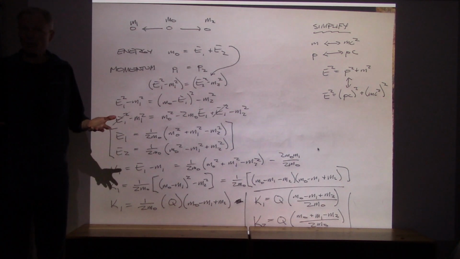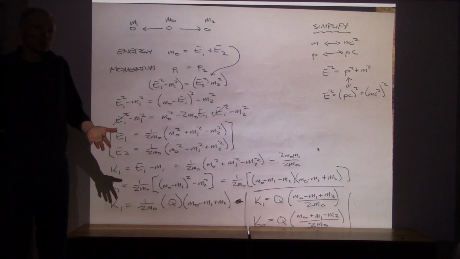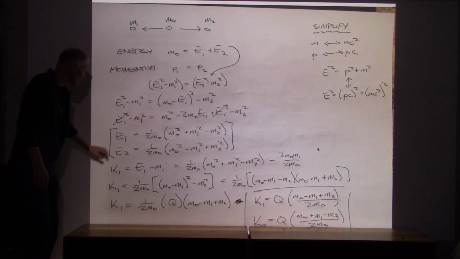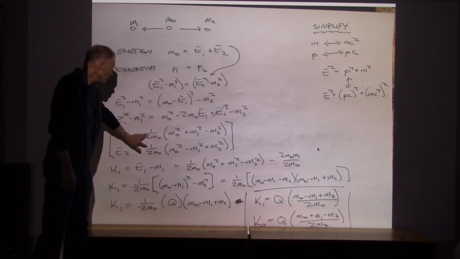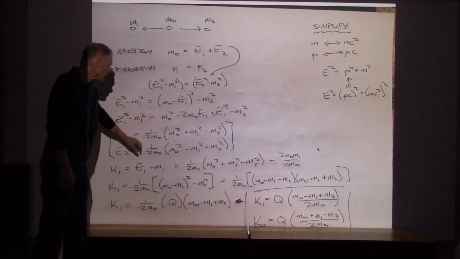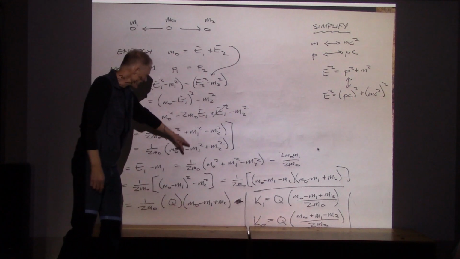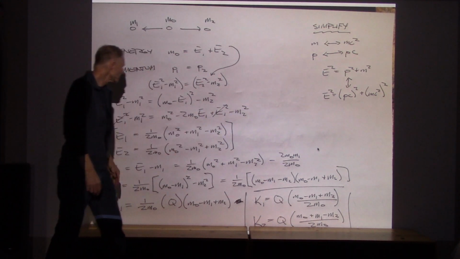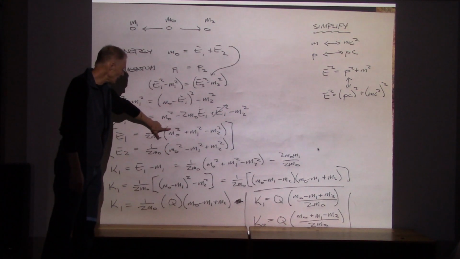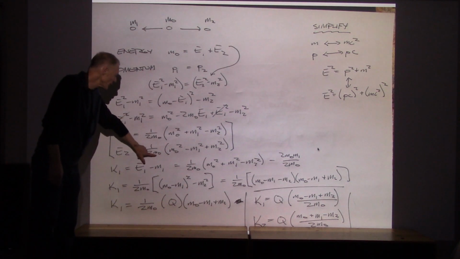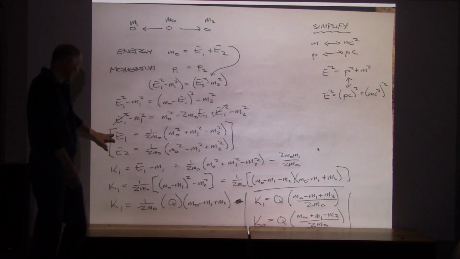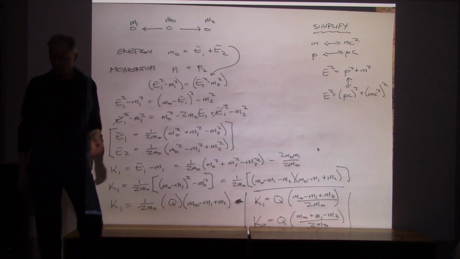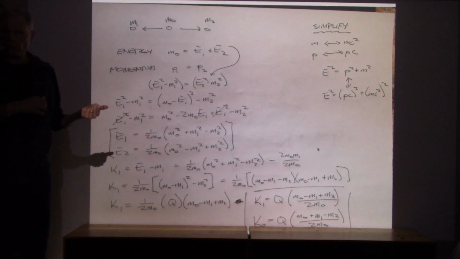And we can do a quick check and see if these energies seem to work. If I add these two equations together, I have a common factor of 1 over 2 m naught. The m1 squareds cancel, the m2 squareds cancel. I'll have 2 m naught squared divided by 2 m naught, and that takes me back to m naught.